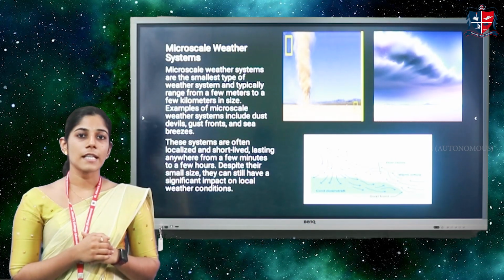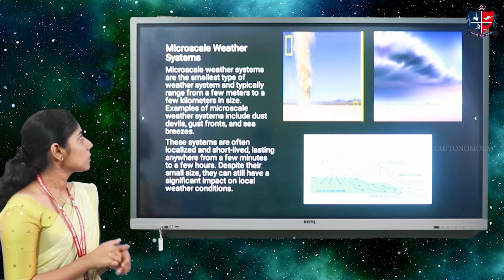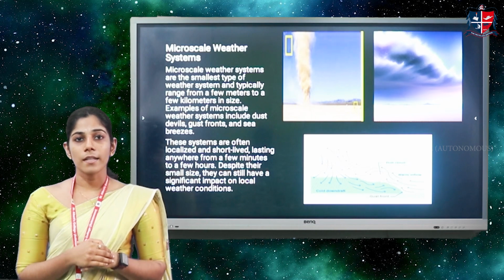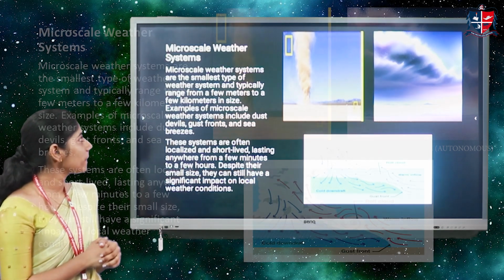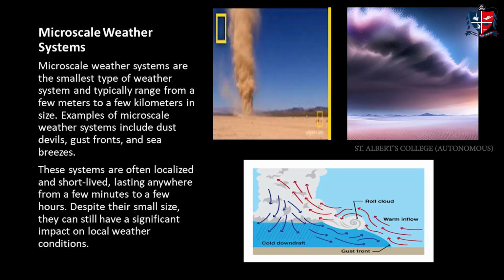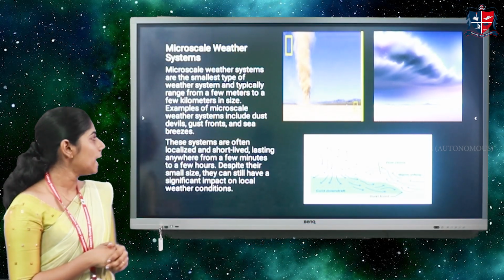The first classification of weather system is the microscale weather system. Microscale weather systems are the smallest type of weather system, which typically range from a few meters to a few kilometers in size. Examples of microscale weather systems include dust devils.